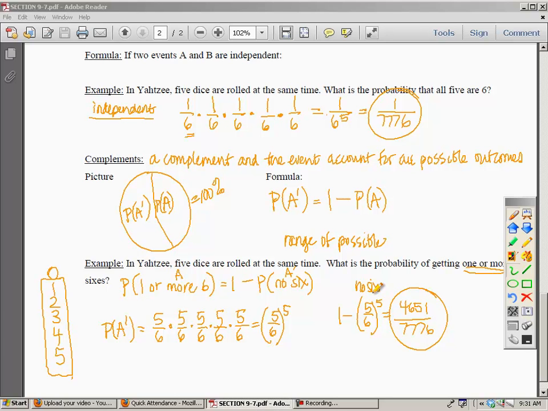So overall, this section has some formulas to it. We talk about listing sample space, but most of this should be a review from Algebra 2. So what a way to end pre-calc, huh? Enjoy the last video.